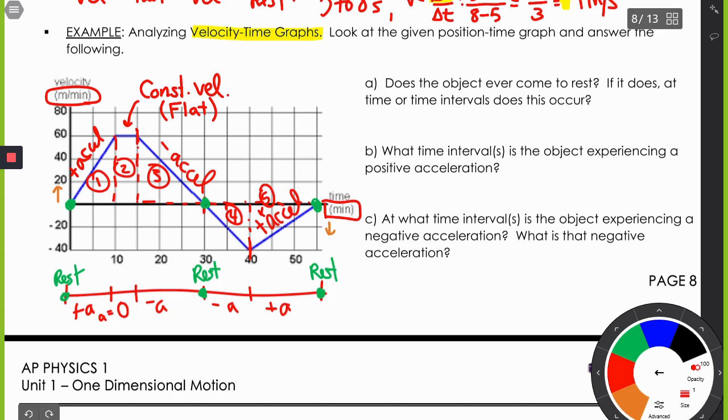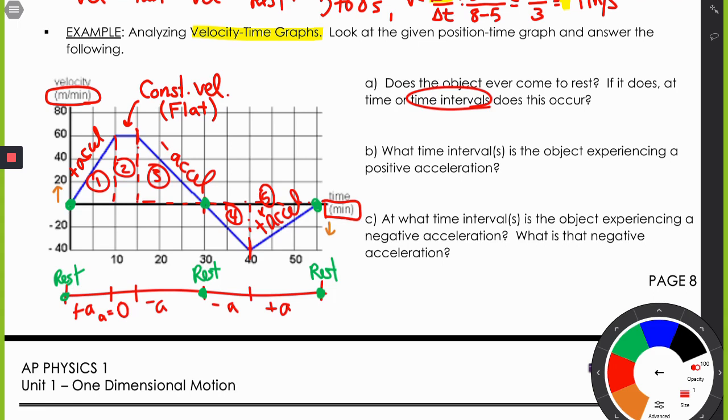All right, so let's look at our questions. Does the object ever come to rest? If it does, at what time or time intervals? They throw this in here just to try to throw you off. These are instant times, not time intervals. If this is a multiple choice question, it would be like, 1 second, 2 seconds, 2 to 4 seconds, 5 to 6 seconds, or something like that.